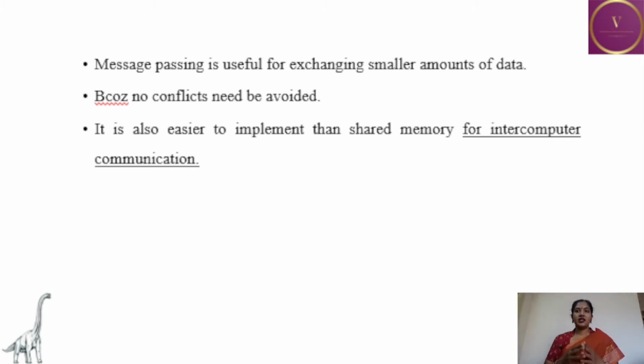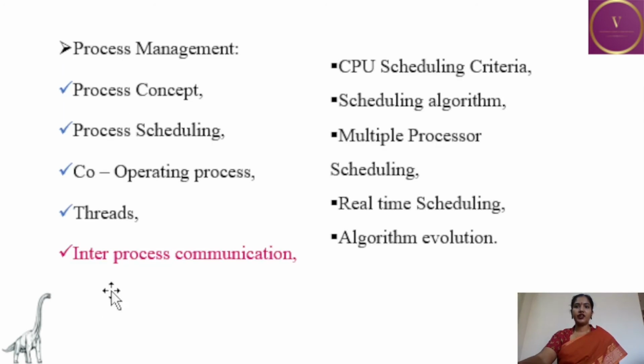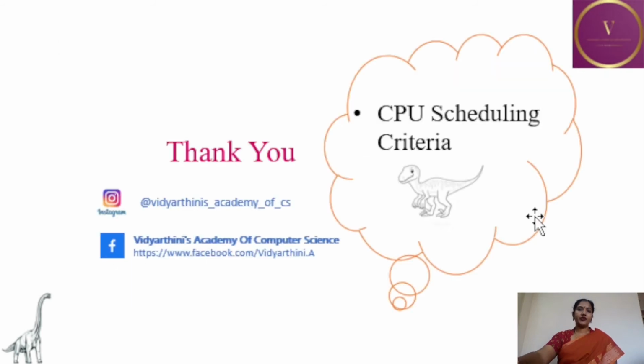So these are the two most important models under interprocess communication, and it is the most important topic in operating system under the subtopic interprocess communication. Okay. So far we have completed these many topics, and now we have completed interprocess communication. The next is CPU scheduling criteria. Okay. So my next topic will be CPU scheduling criteria.